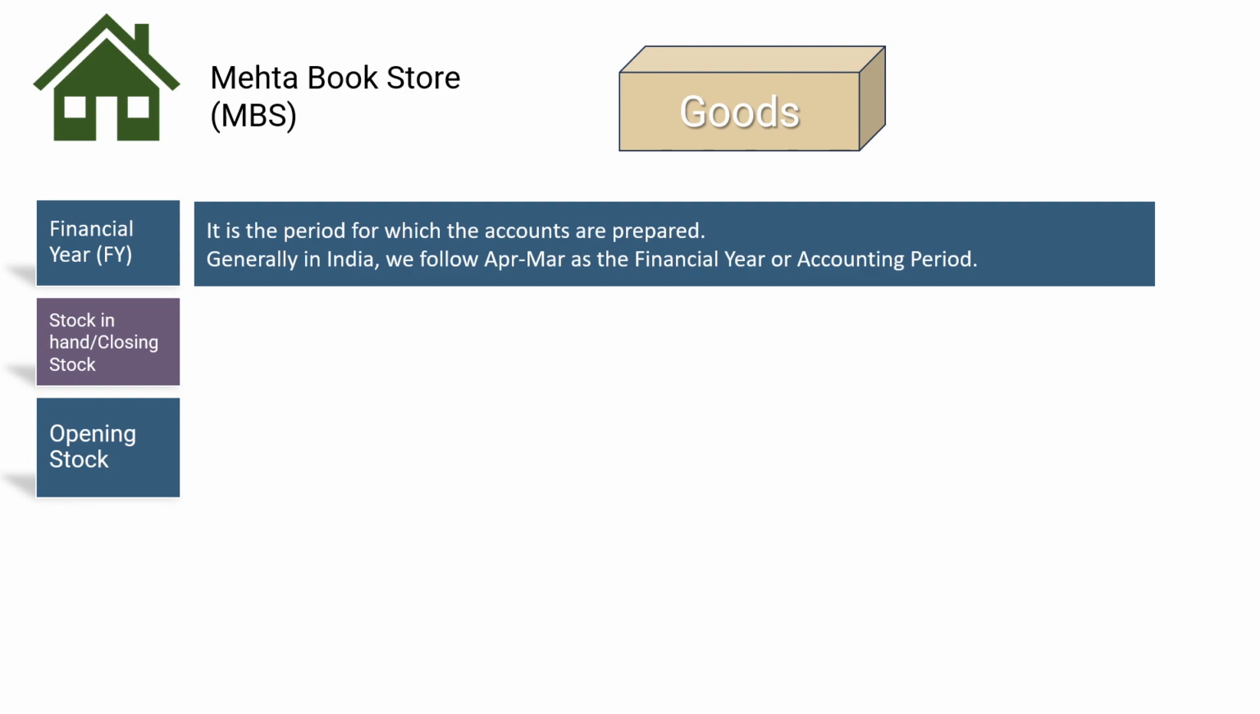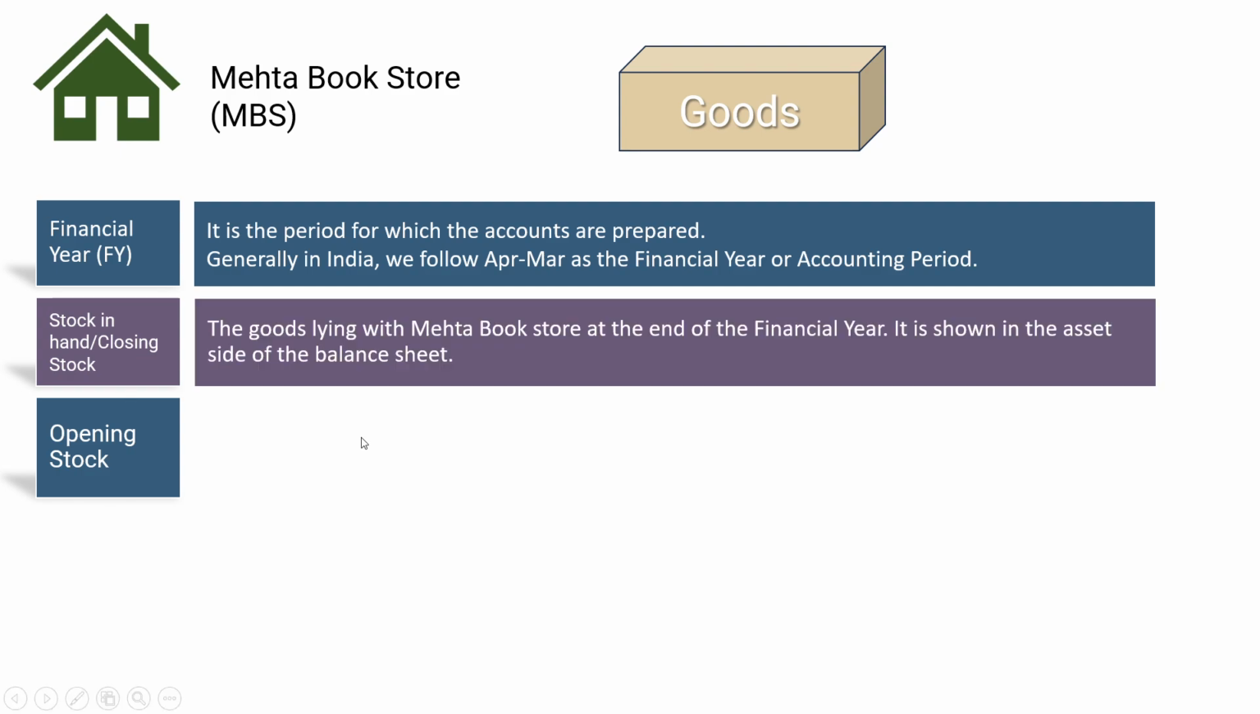What do you mean by stock in hand or closing stock? At the end of the year, considering the above financial year, March will be our end of the year. So April 2023 to March 2024, because it is 12 months. Any stock of pen, pencil, anything, lying with Mehta bookstore at the end of March 31st, 2024 is called the closing stock.